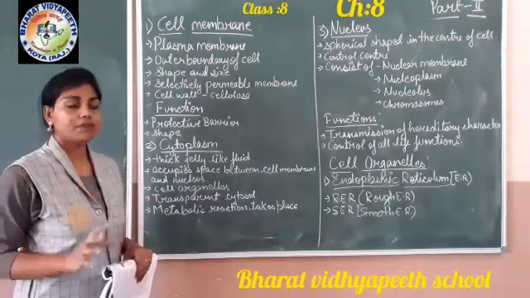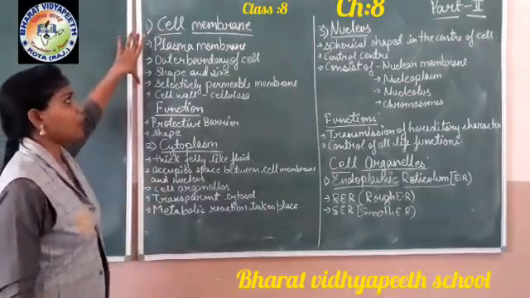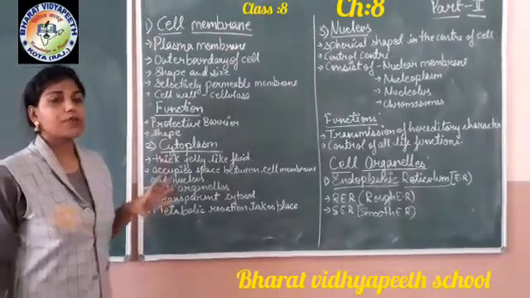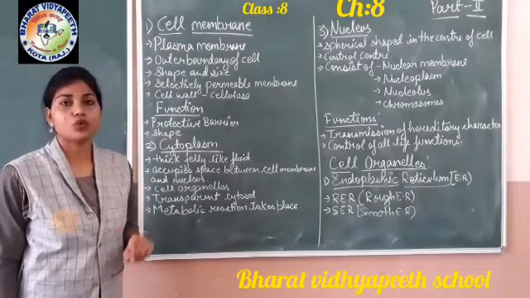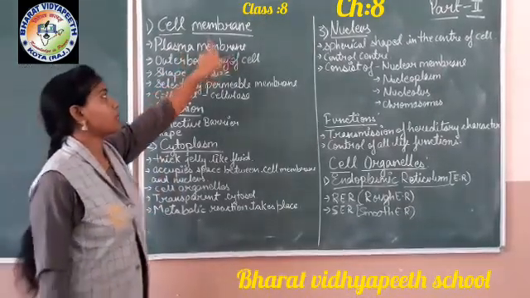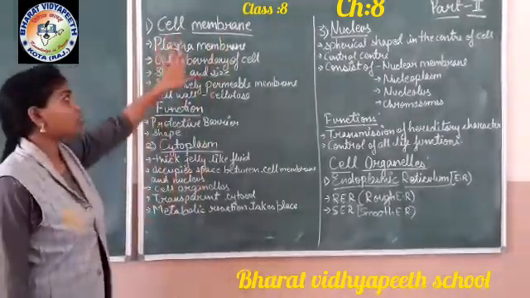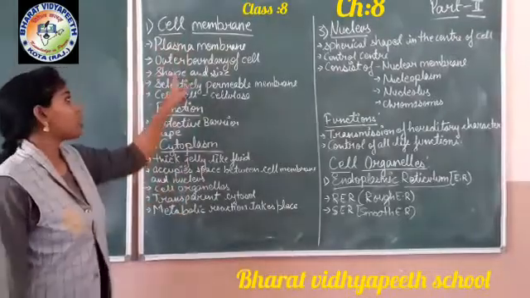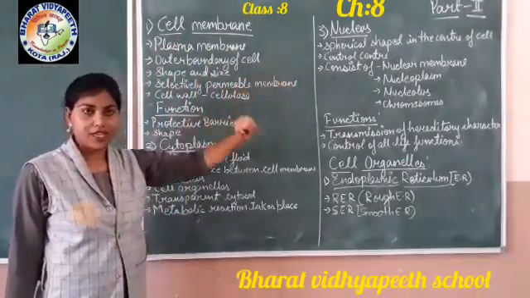About these parts of the cell in detail. First we are going to study the cell membrane. What is the cell membrane? The cell membrane is the outer covering of the cell. The outer line of the cell is known as the cell membrane. It is also known as the plasma membrane. Cell membrane and plasma membrane are the same. Both mean the outer covering of the cell. The outer boundary of the cell is known as the cell membrane or plasma membrane.